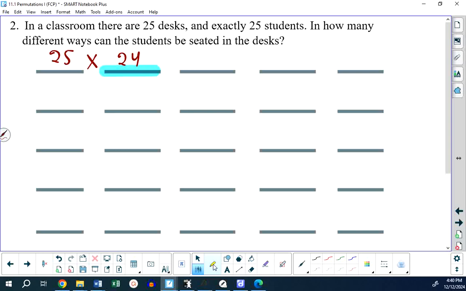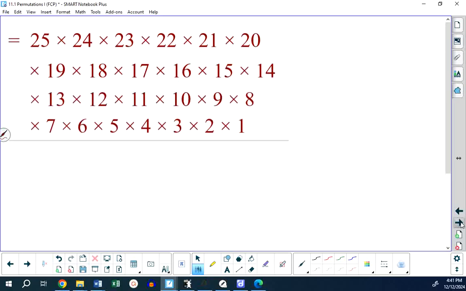Man, I'm not going to write out times 23 times 22, etc., until I get to times 3 times 2 times 1. We know that the answer to this question is going to be the product of 25, 24, 23, 22, all the way down to 1. And I do not want you to write anything else down just yet. I certainly don't want you to write this down, but that's the answer to the question.